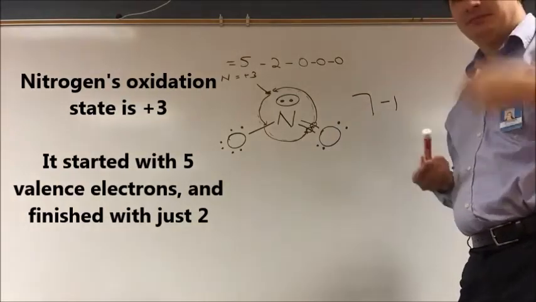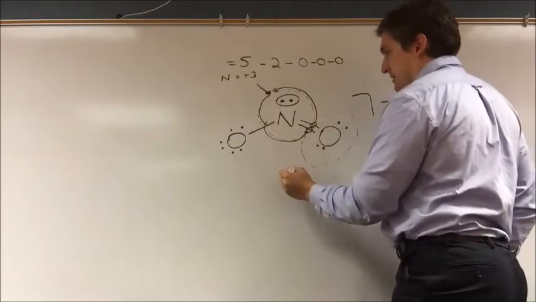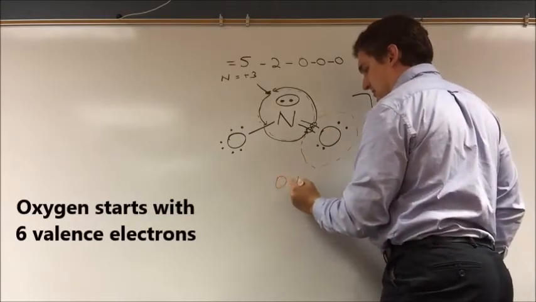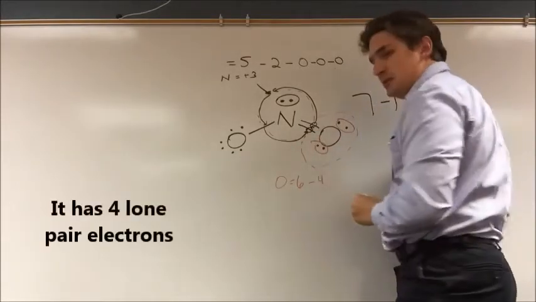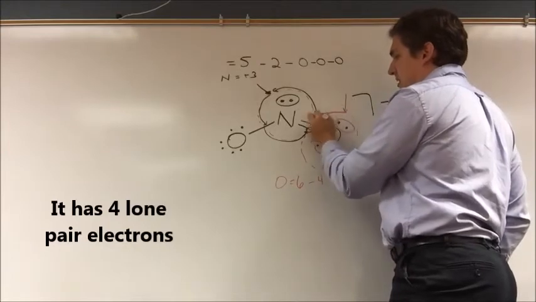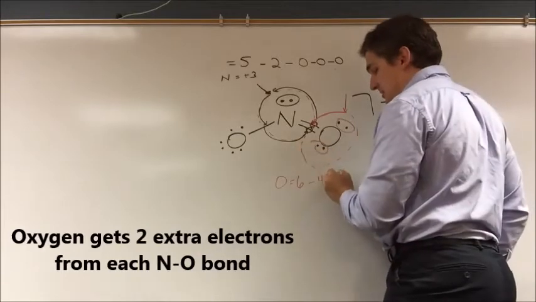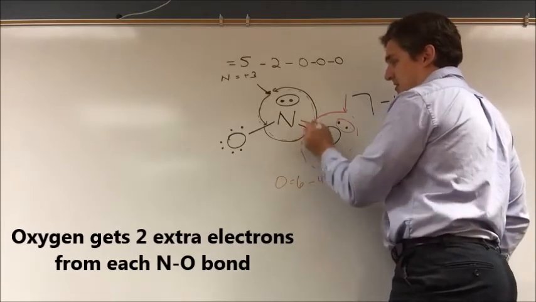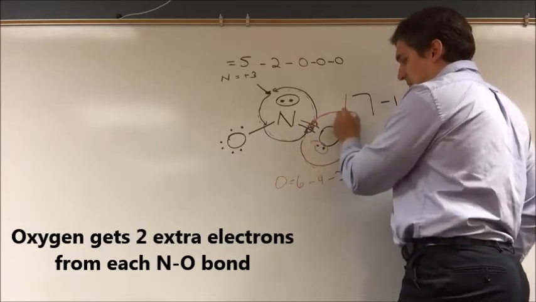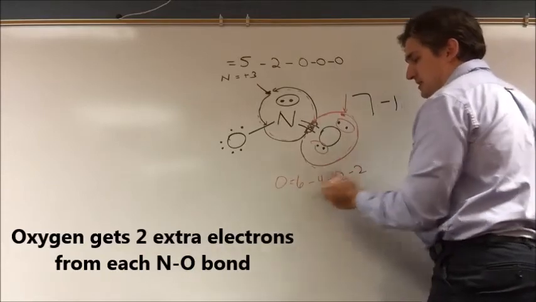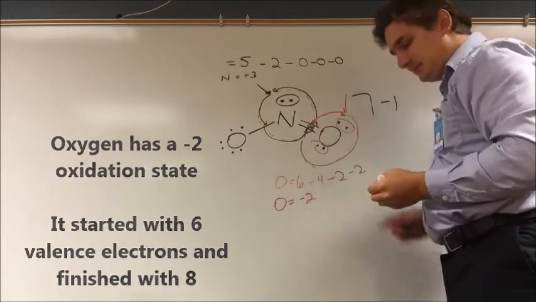So now let's do oxygen. If we take this doubly bound oxygen, oxygen starts out with 6 electrons. We have 2, 4 electrons in terms of lone pairs. As we start working our way along, our first nitrogen-oxygen bond, oxygen is more electronegative than nitrogen, so we're going to subtract 2. Hit our second nitrogen-oxygen bond, oxygen again is more electronegative than nitrogen, so we're going to subtract off another 2. And now we're out of bonds. So we got 6 minus 4 minus 2 minus 2, which gives us oxygen with a minus 2 oxidation state.